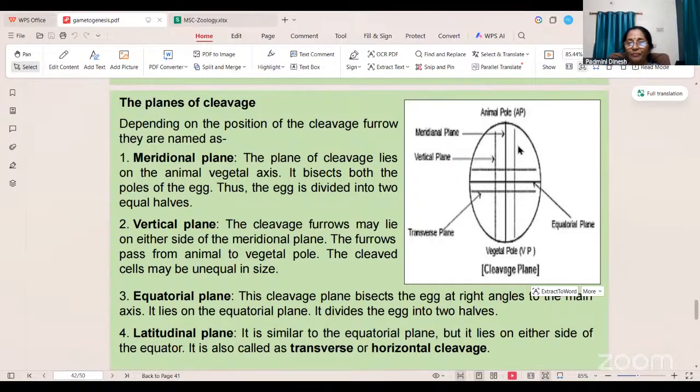On either side, if there is a cleavage that is going to occur, then that is called a vertical plane cleavage. This vertical plane cleavage will give rise to divisions of unequal size. Then the third one is the equatorial type of cleavage, where the equatorial plane divides the egg into two equal halves. So that is the equatorial plane. And the last one is the latitudinal plane of cleavage, or the transverse plane of cleavage. This transverse plane of cleavage occurs on either side of the equatorial plane, and this will also give rise to unequal divisions. So this is the transverse or latitudinal plane of cleavage.